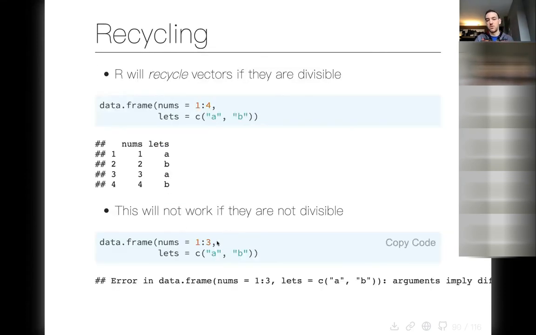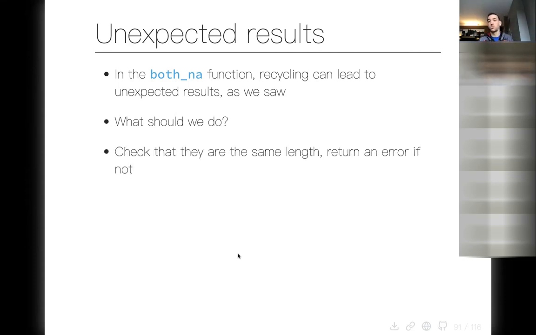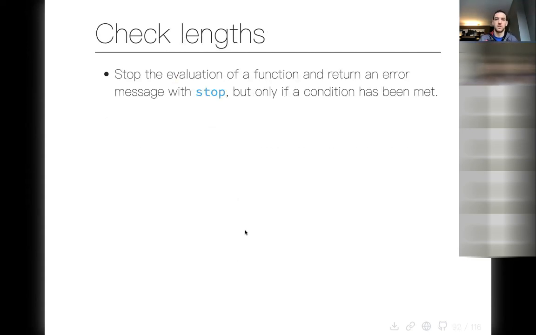If they are not divisible, though, it won't work. So 1 to 3 and then A B, it would go A B, A, and then it'd have to have B drop off. So at that point, it just says, no, we're not going to do it. Okay, so it throws an error. So recycling can lead to some unexpected results. So what should we do? Well, first, we should probably check to see if they are the same length, and we can return an error if they're not.